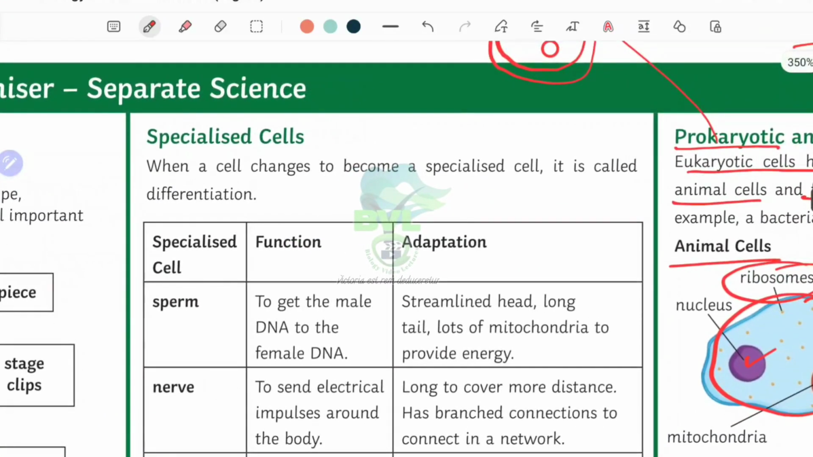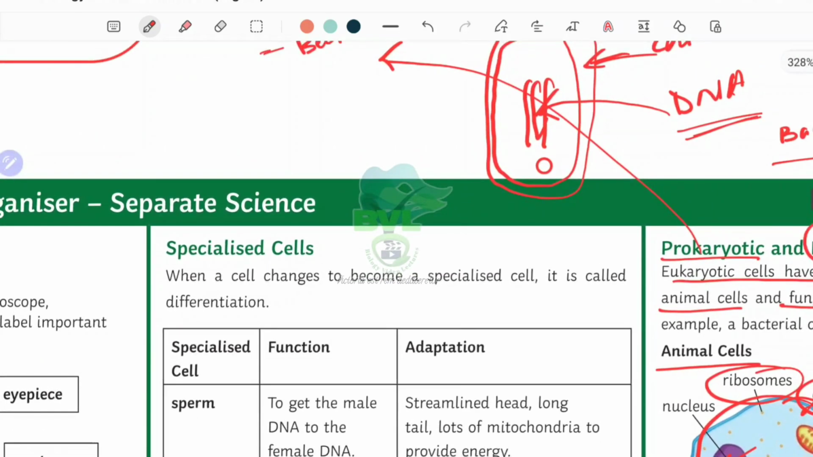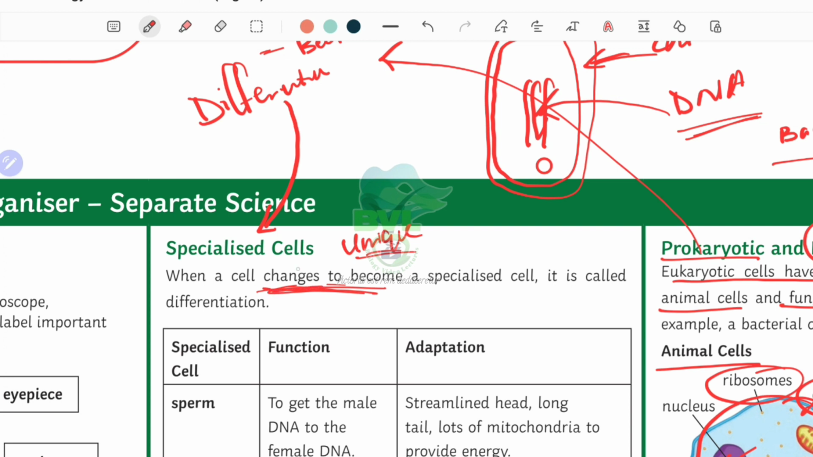So we'll move on to the next part, which is cell specialization. Here, you need to understand that differentiation leads to specialization. When a cell changes, it becomes unique. If you ask what is cell differentiation, it means whereby a cell becomes unique. That means they change, and they become unique.